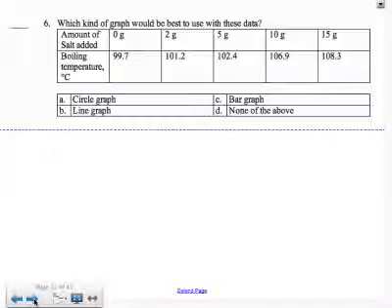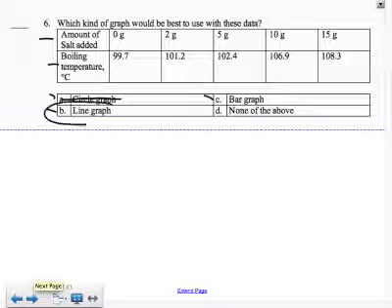Number 6. What kind of graph would be best to use with this data? Okay, so here we have another graph question, and the types are circle, line, or bar graph. Well, we don't have percentages or parts of a whole, so that rules out circle graph. Line graph is good for plotting 2 different values against each other. So we have amount of salt added compared to boiling temperature. So this would be a perfect situation for plotting points.